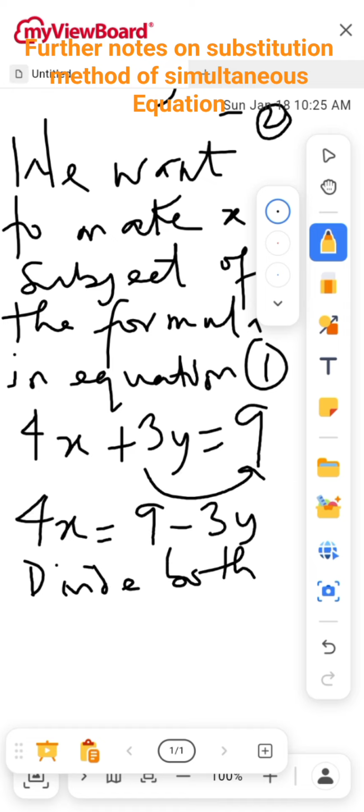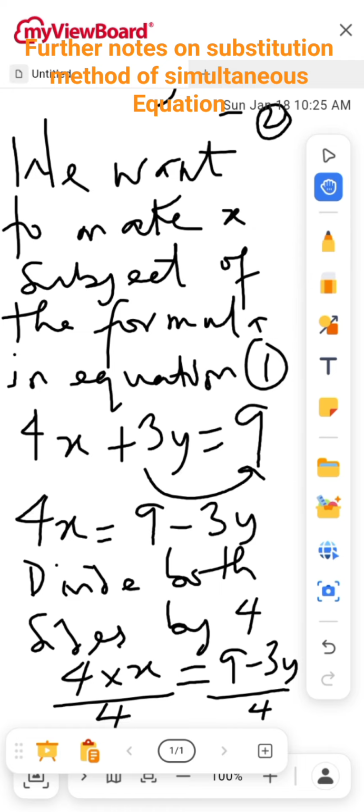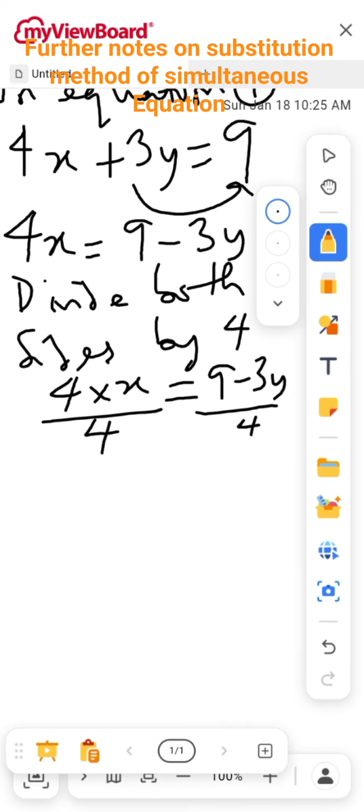We divide both sides by 4 so that we have 4 times x over 4 equals 9 minus 3y over 4. Okay, so we are able to cut that. 4 cancels 4.